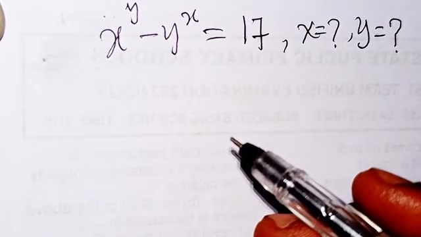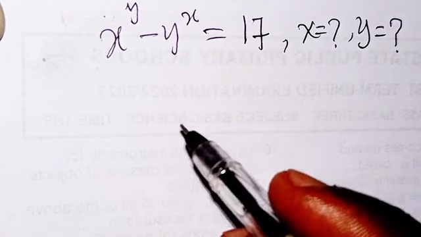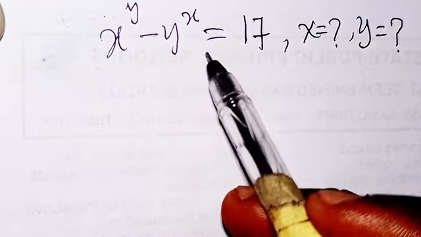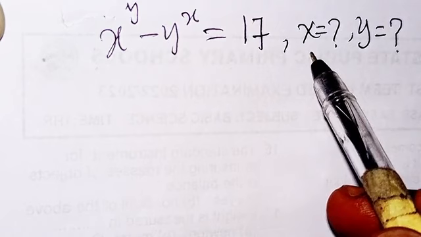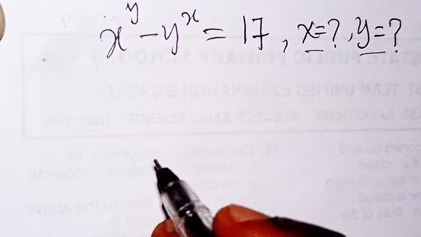And let's see how we are going to solve this problem. This is an Olympiad problem. We are going to be looking for the x. We have x to power y minus y to power x equals 17. So we want to know the value of x and the value of y. So now what are we going to do here?